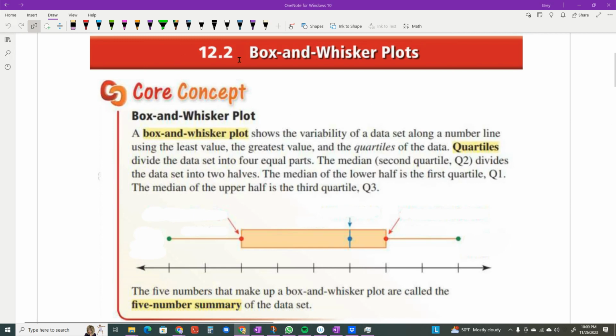Today's lesson is 12.2 Box and Whisker Plots. Again, I think y'all did this before in middle school, so this should be an easy review for you.